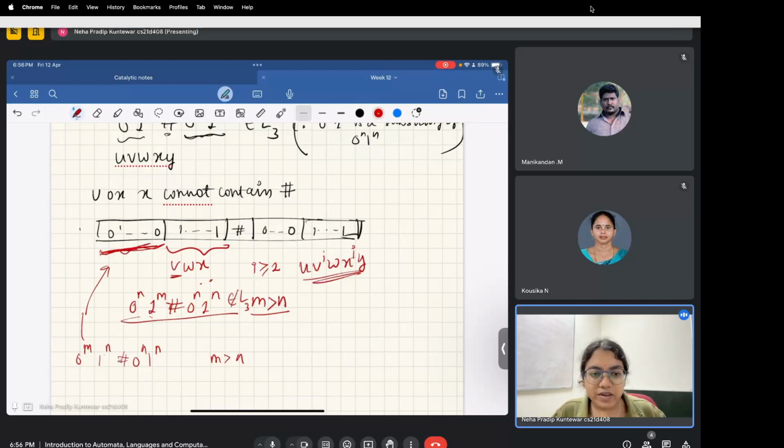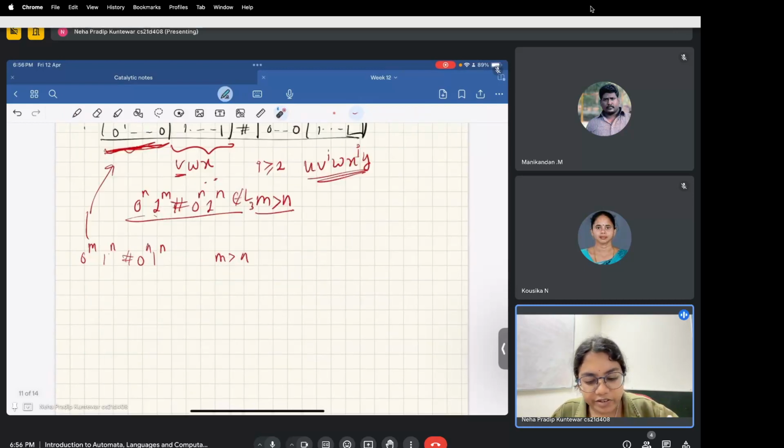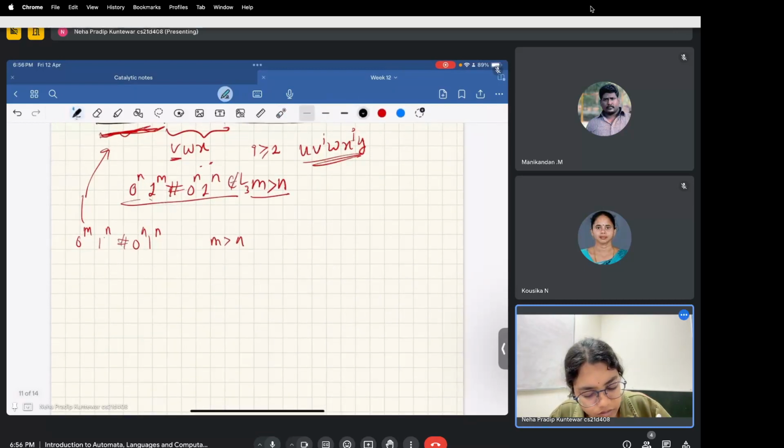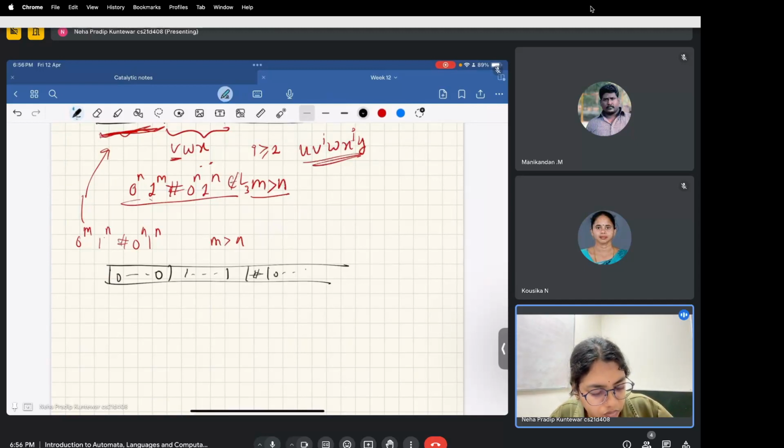The only case that we haven't considered is when these are interspersed somewhere here. So let's look at that case. Suppose you have a set of zeros, a set of ones, separated with a set of zeros, a set of ones, and let's say that your vwx lies somewhere here.